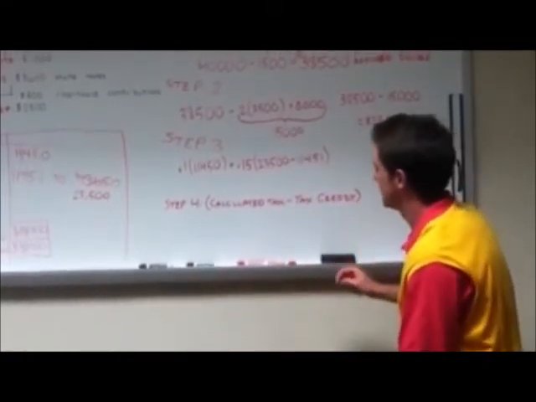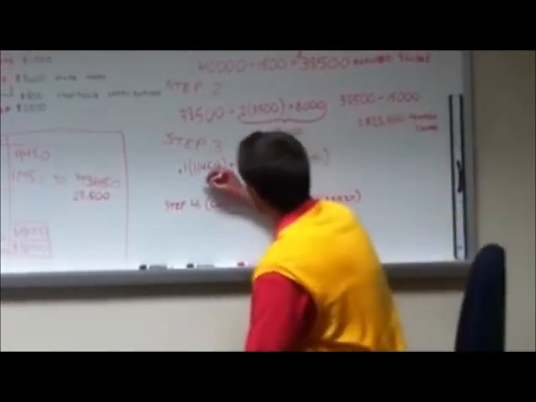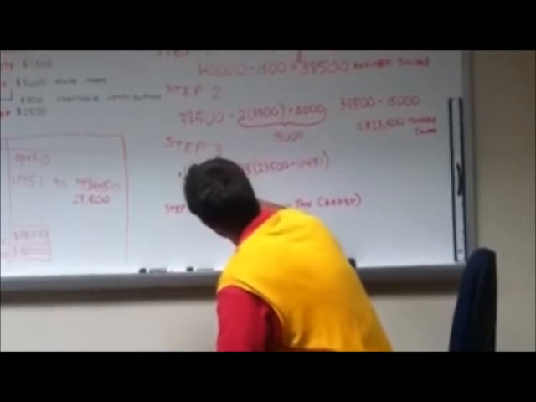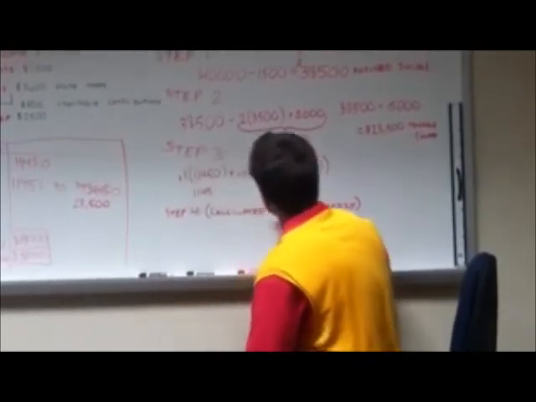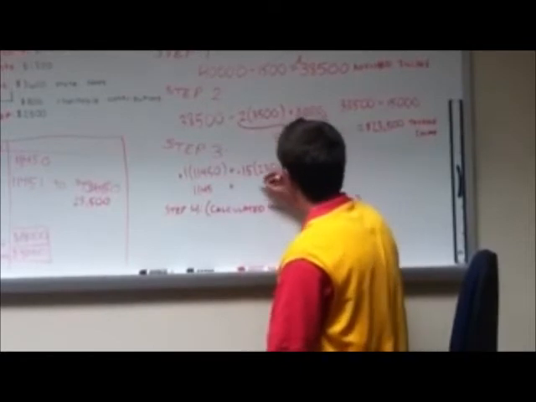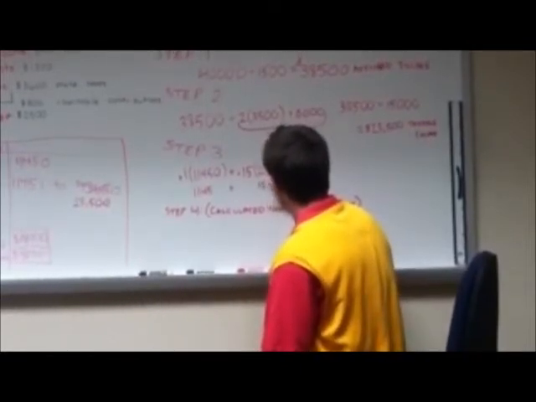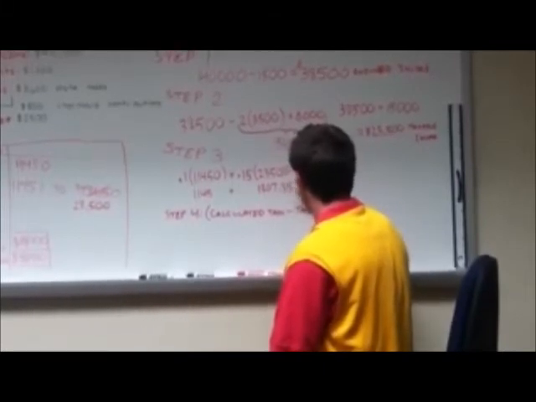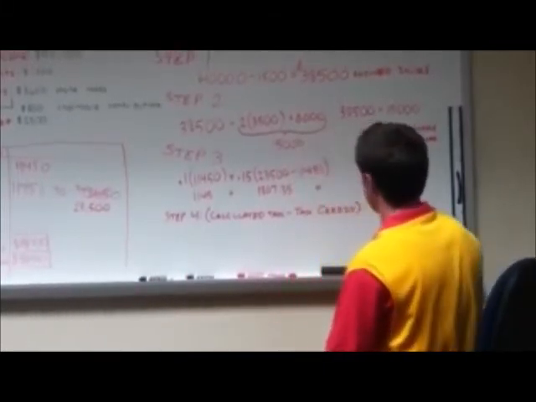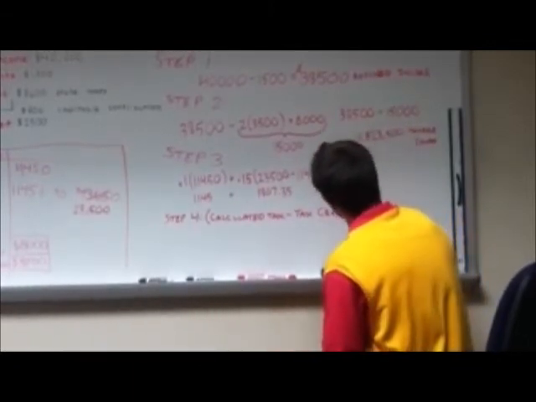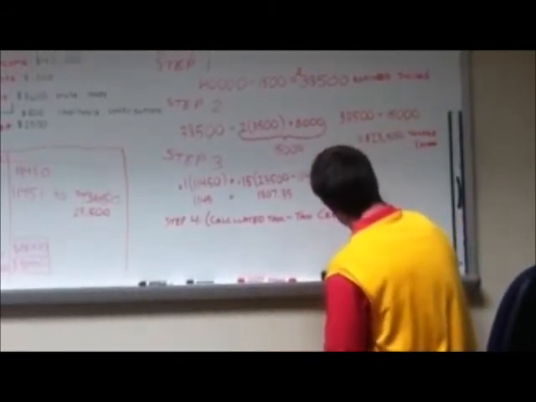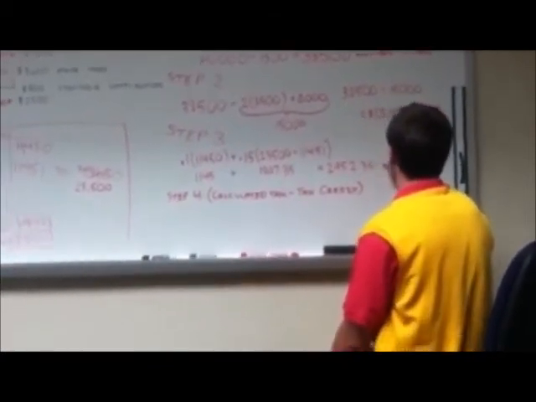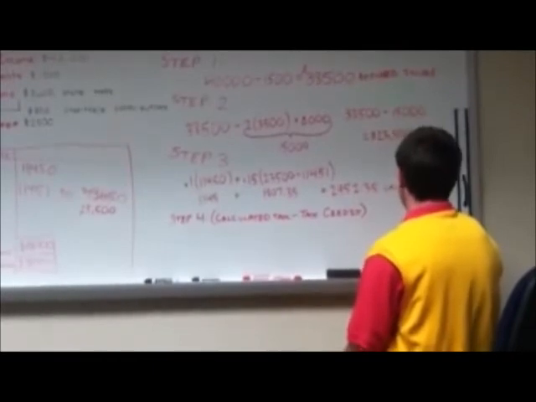Then the calculations on the bottom, that's 1,145 plus 1,807.35, which comes to a total calculated tax of $2,952.35. That's total calculated tax.